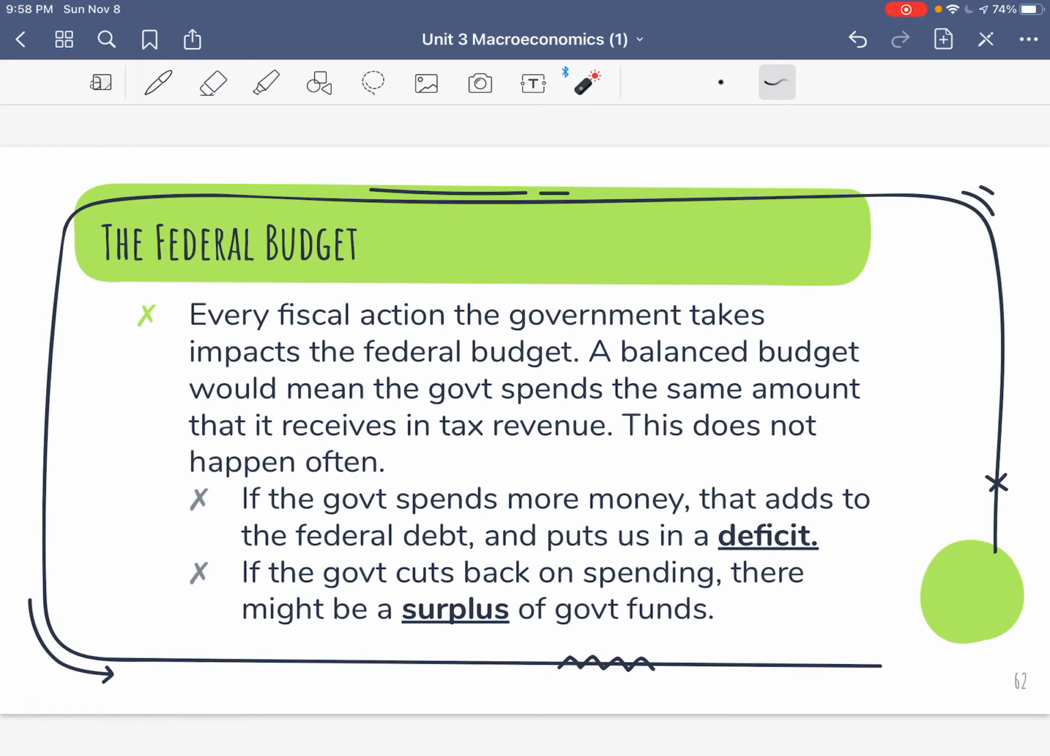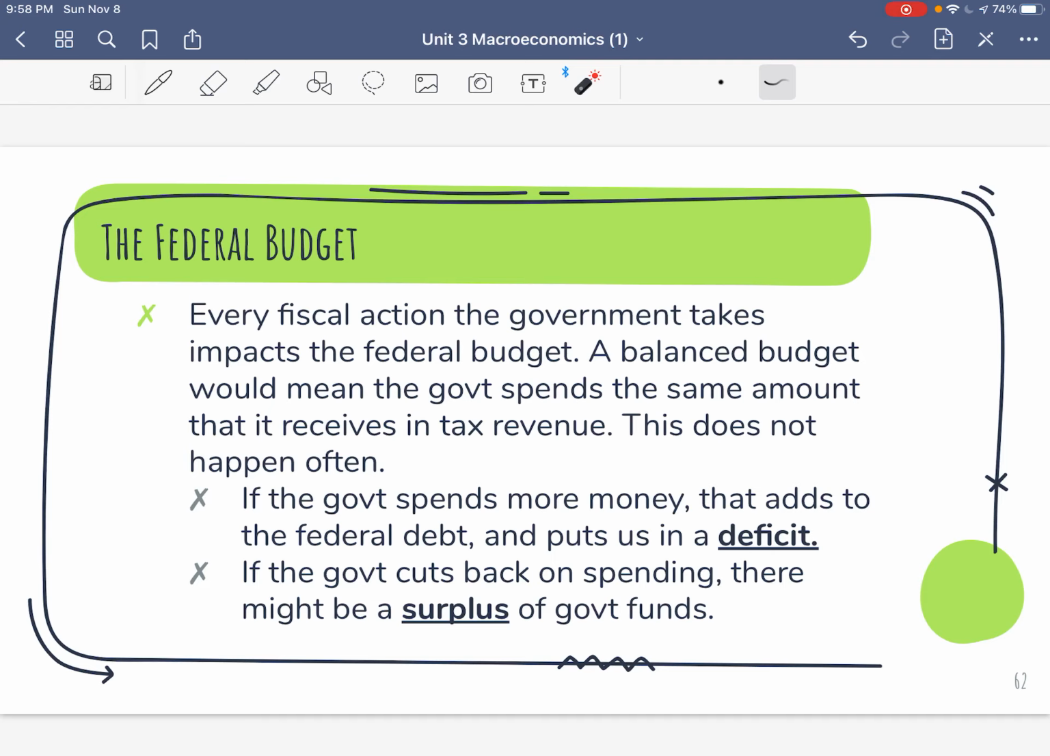So when they take these actions, they impact how much money the American government has. And sometimes we call that the federal budget, okay? So the federal budget is how much the government plans on spending. A balanced budget means that the taxes the government brings in, income taxes and sales taxes and things like that, is the same amount as the amount of money they spend on Social Security or unemployment checks or infrastructure or creating jobs or anything like that. This doesn't really happen very often.